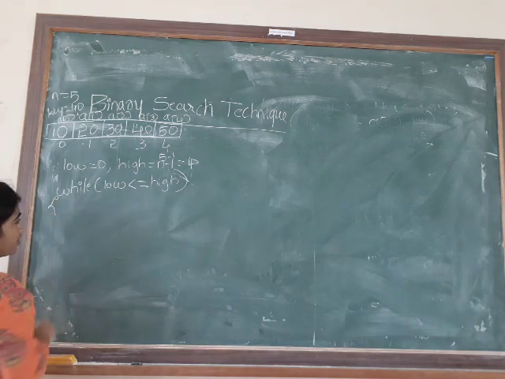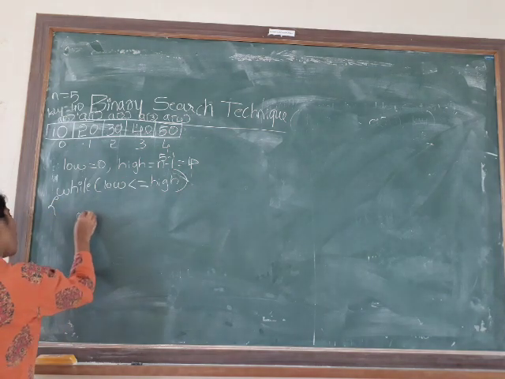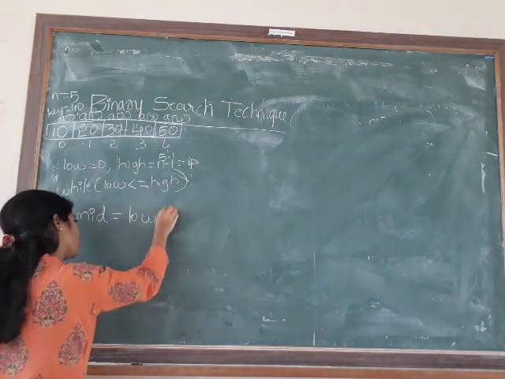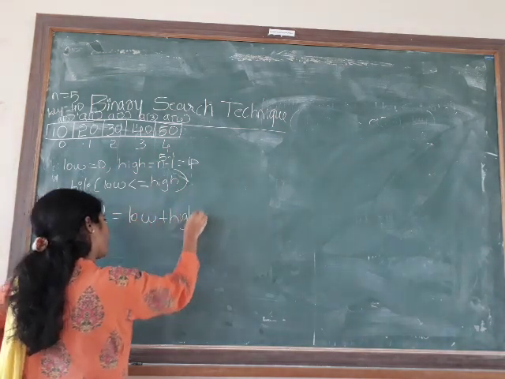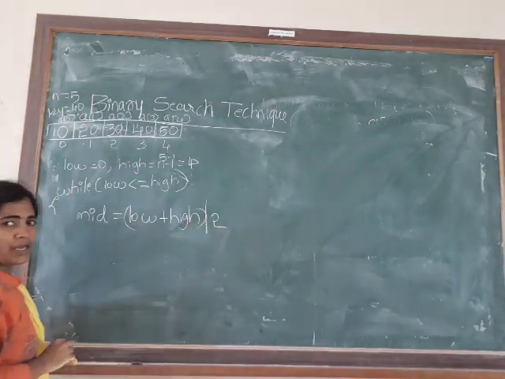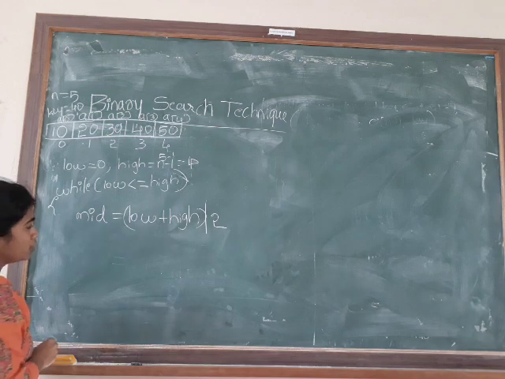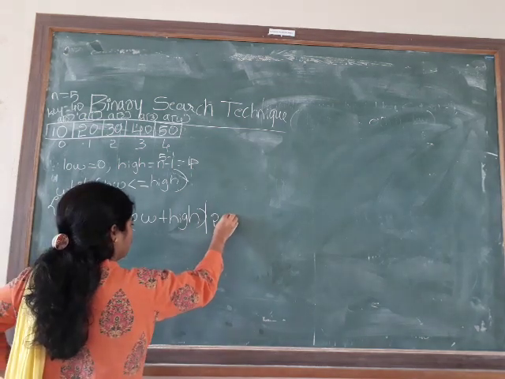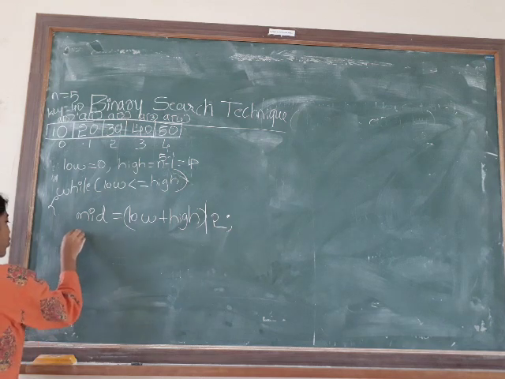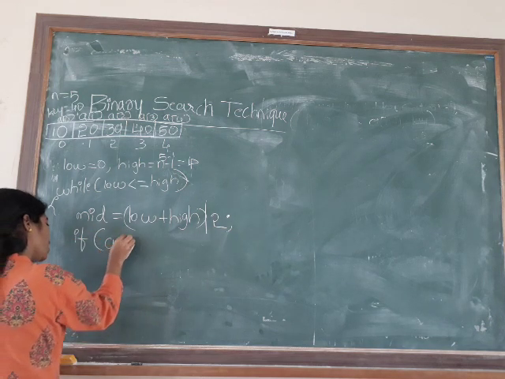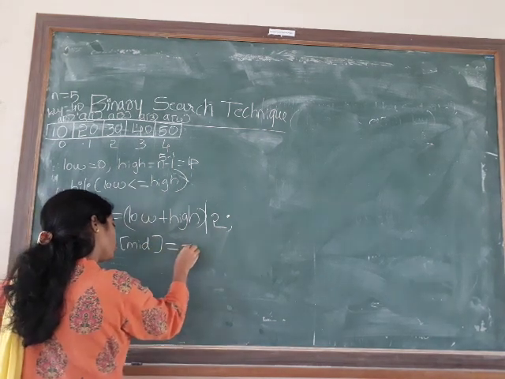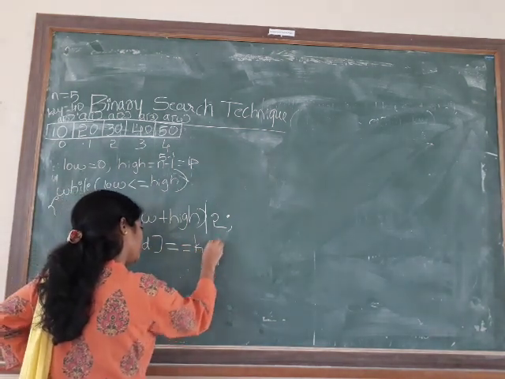So start the iteration. I need to find the mid value. Mid is equal to low plus high whole divided by 2. Put the terminator. Next, the first condition: if A of mid is equal to key.